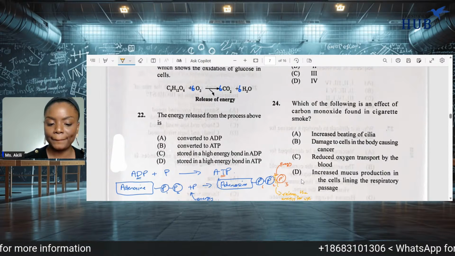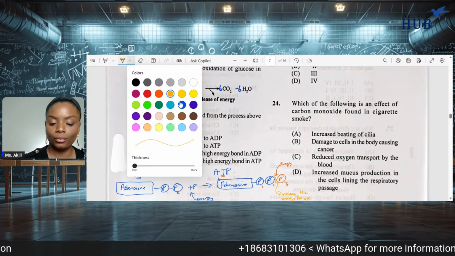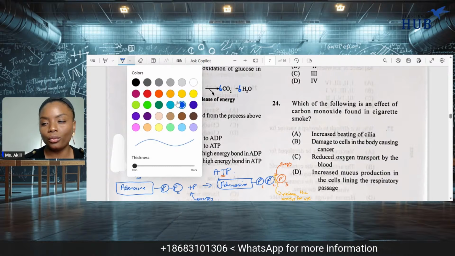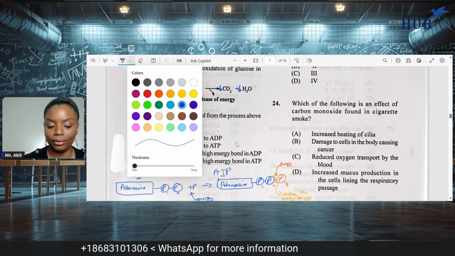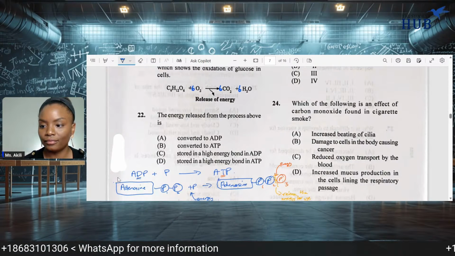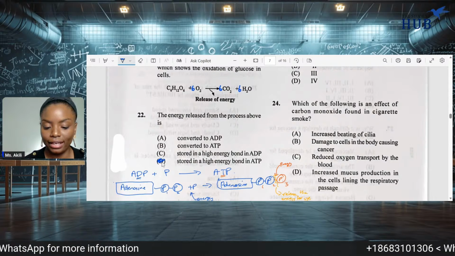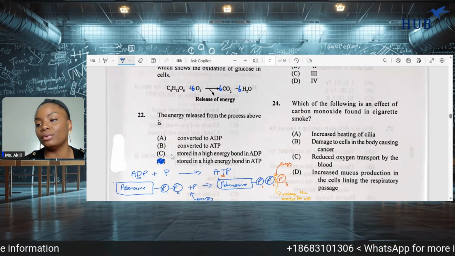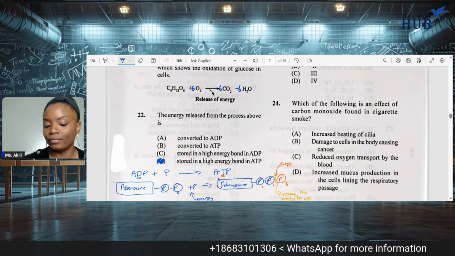Are we following, chat? So what would the correct answer be then? It will be D. It's stored in a high energy bond in ATP.